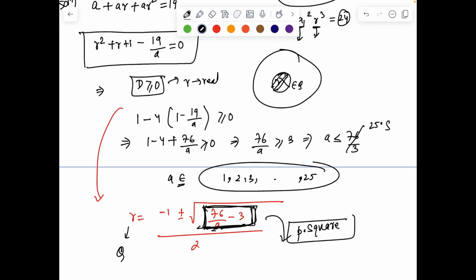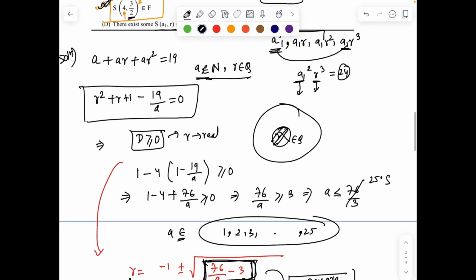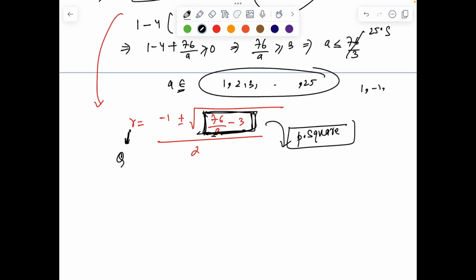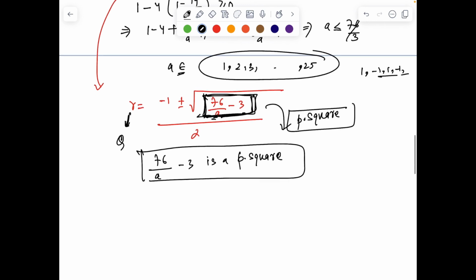Now if this becomes a perfect square, that will be sufficient in itself, because r will become a rational number. Okay. Now have they mentioned whether it's positive rational or negative rational? No, they have not mentioned that. So r, the common ratio, can be negative also. We can have a GP like 1, minus 1, 1, minus 1 and so on. Okay, if I make sure that 76 by a minus 3 is a perfect square, then definitely we can say all will be rational.